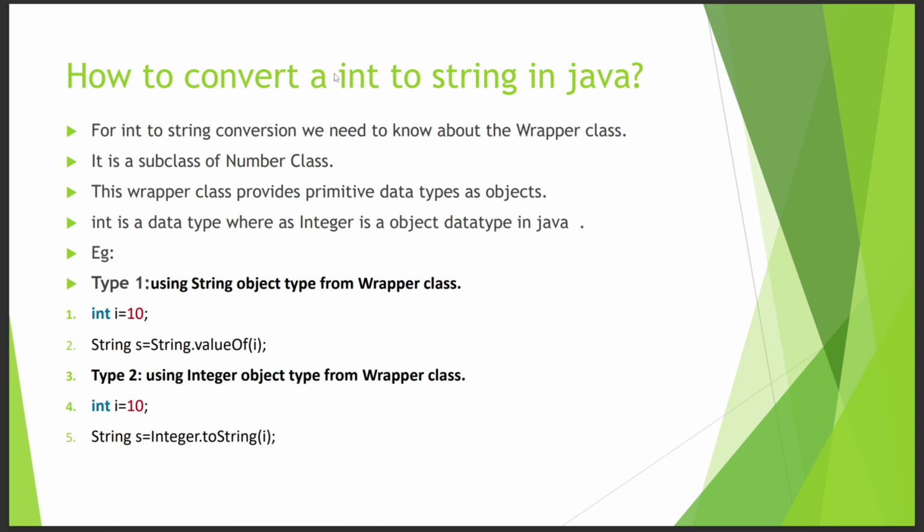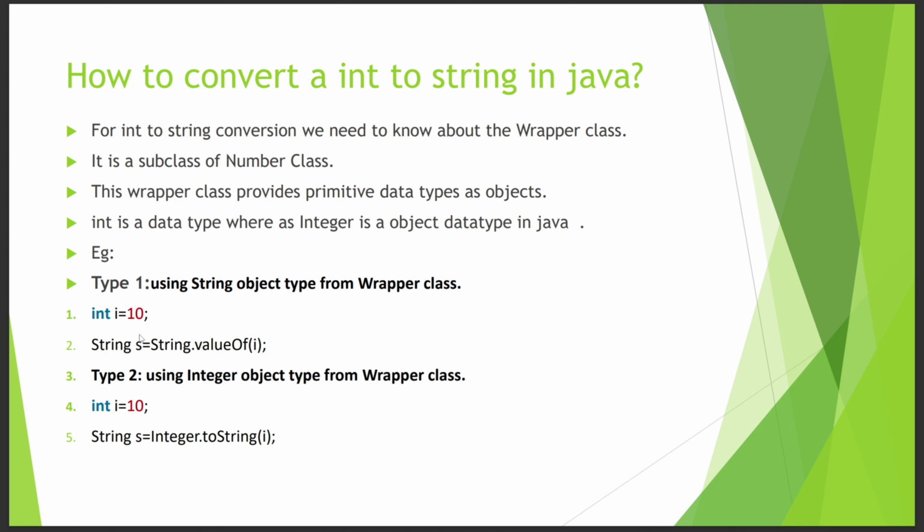Now we can see how to convert from integer to string. In order to convert int to string, we need a wrapper class. It is nothing but a number class. This wrapper class provides primitive data types as objects. int is a data type, whereas Integer is an object for that data type. Here we have several ways to convert from integer to string.